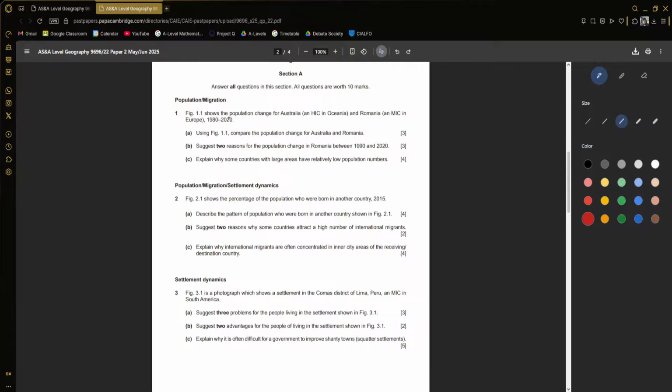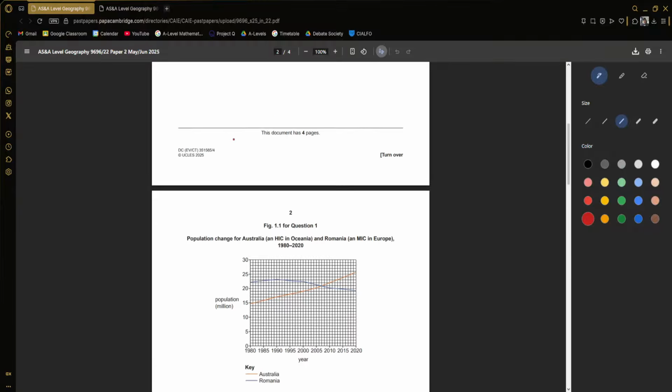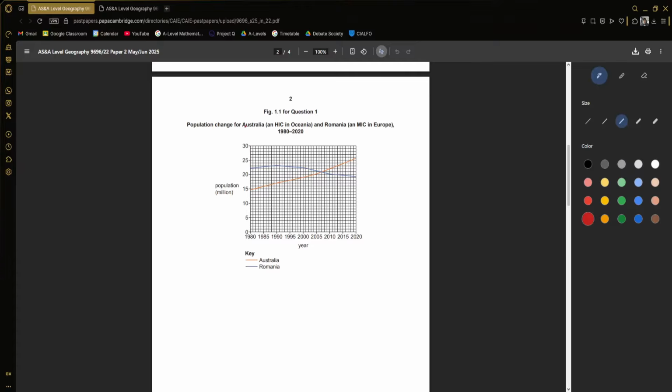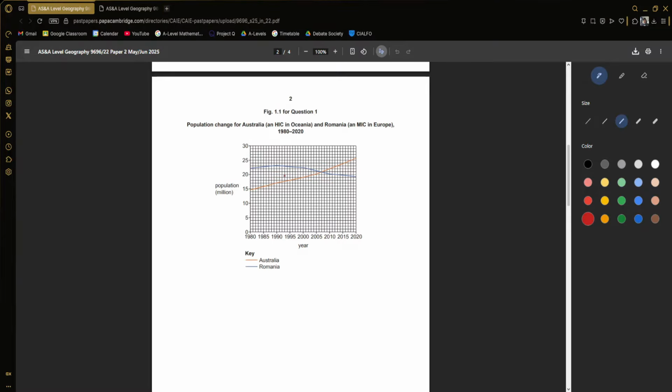Fig 1.1 shows the population change for Australia, an HIC in Oceania, and Romania, an MIC in Europe, from 1980 to 2020. So you get this insert paper over here and you scroll down, and this is the first graph, figure 1.1. Part A is generally a data question, where they ask you to look at the graph or the picture in the insert and identify data points. The question asks for a comparison of the population changes for Australia and Romania. Essentially you just use the graph and compare them. But do note that you do have to compare them.